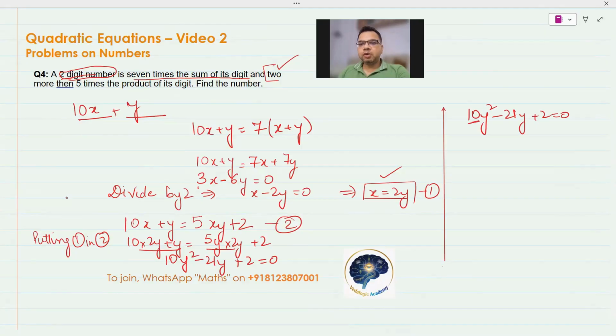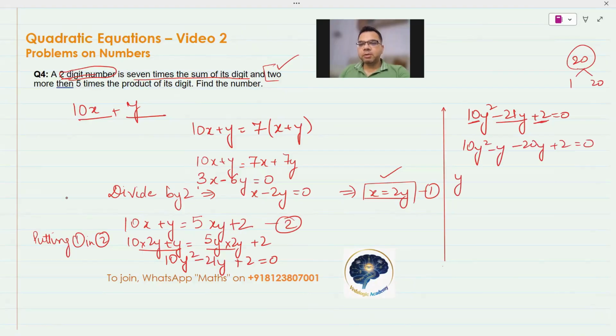So again, the coefficient of y square is 10. Constant term is 2. So 10 times 2 is 20. I have to find, okay. And if you see here very carefully, the constant term is with plus sign and even y square is with plus sign only. Only negative term is minus 21y. So now I have to find the factors of 20 such that their sum becomes 21, so that I have two negative terms in the equation. Then only we can factor it. So that will be 1 and 20. So it becomes 10y square minus y minus 20y plus 2 equals to 0.